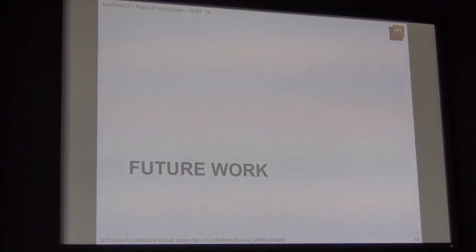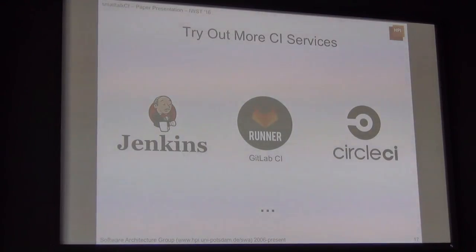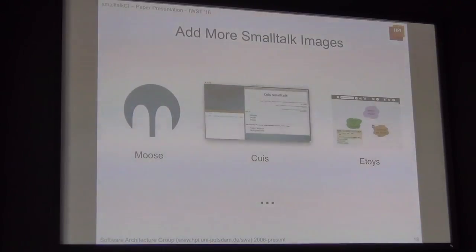What do you want to do in the future? Well, of course, use Smalltalk CI on other platforms. It shouldn't be a problem, since you can run it locally on a Jenkins or GitLab CI or a Circle CI. It's not attached to Travis, it's just built into Travis for convenience. We want to add more Smalltalk images if there are use cases and if people are interested.